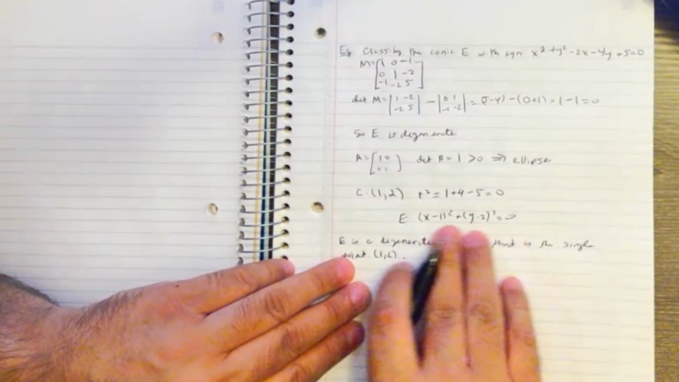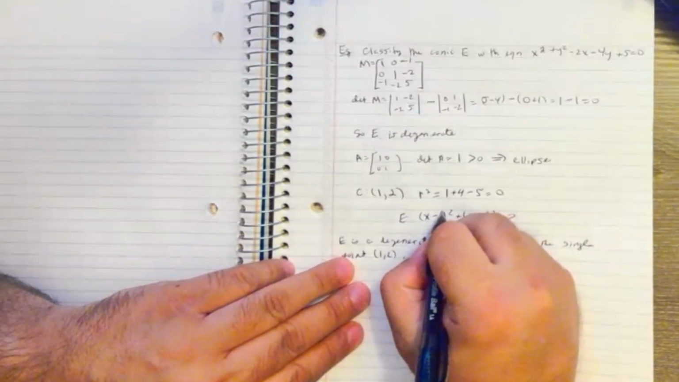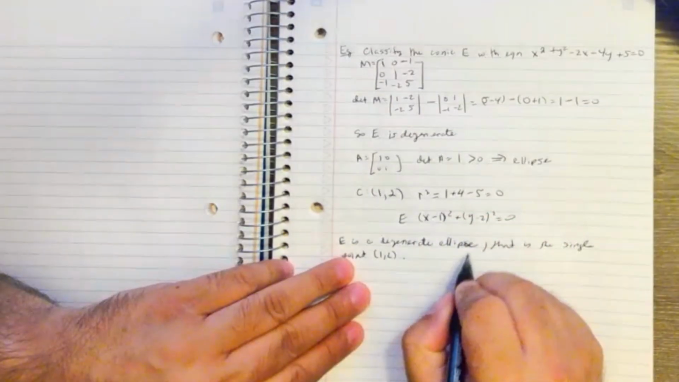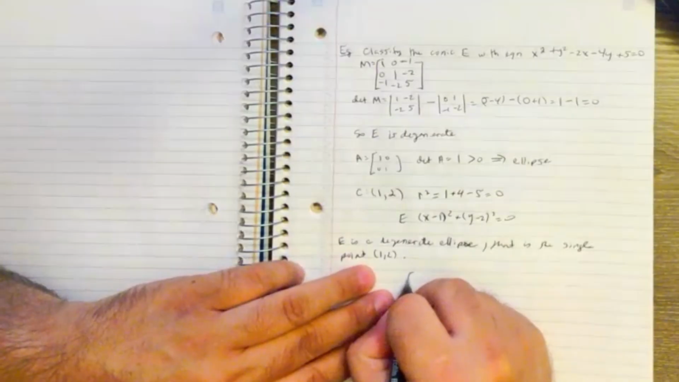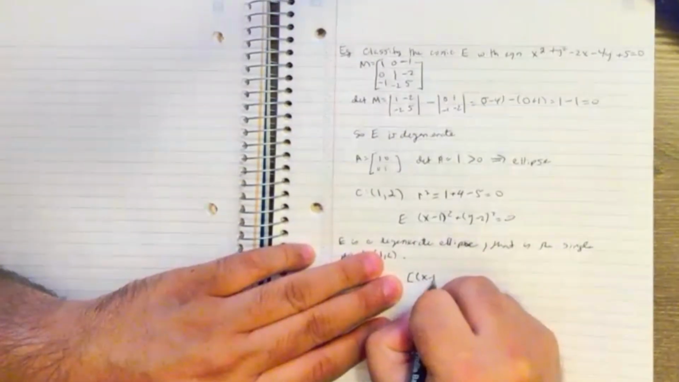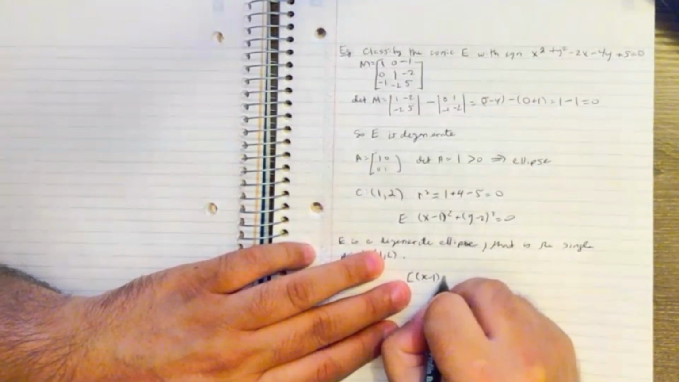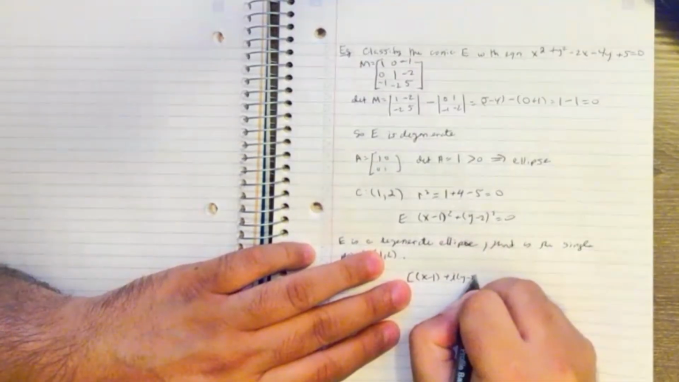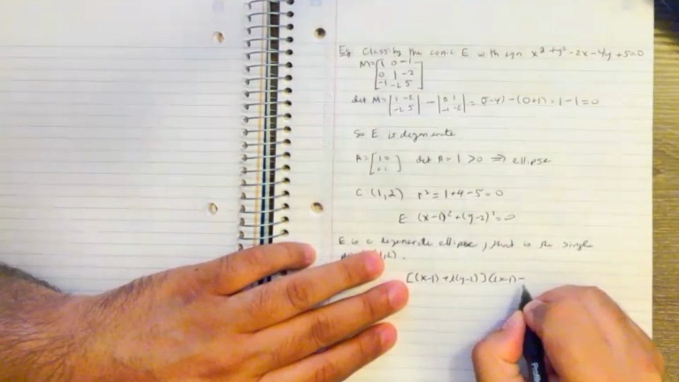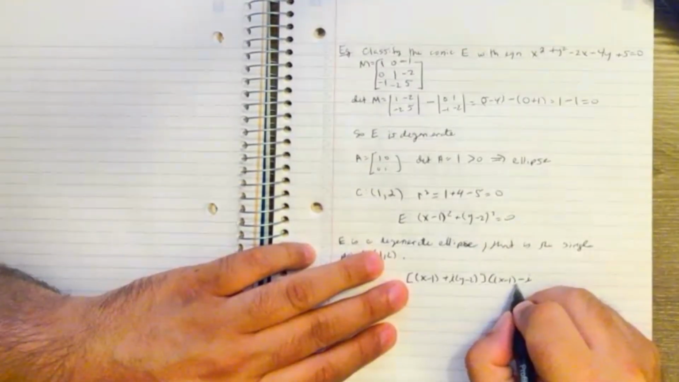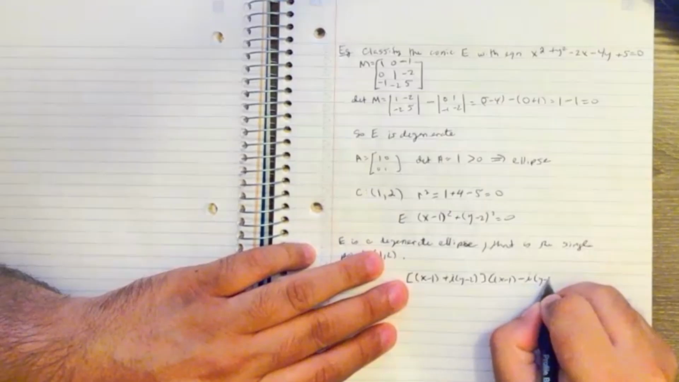Now this equation can be factored into linear terms in the field of complex numbers. And if we do that, we have the factor x minus 1 plus i times y minus 2, times the factor x minus 1 minus i times y minus 2.